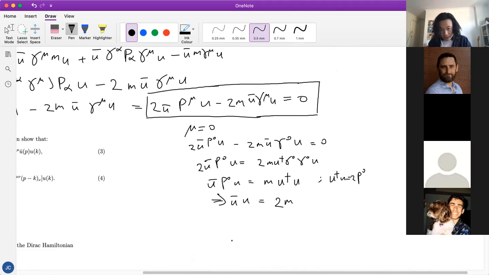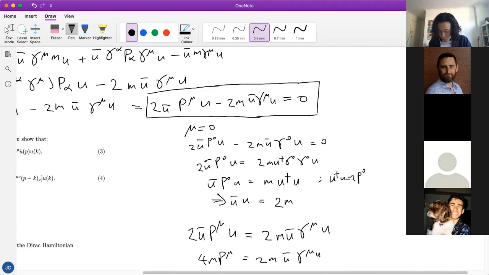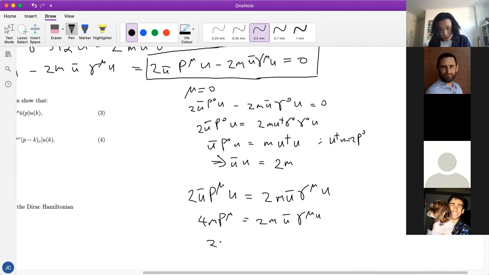Okay, and the second one is quite easy now. So again, go back to this equation, but instead of looking at mu equals 0, we just look at it in general. So we say that 2 U bar P mu U is equal to 2m U bar gamma mu U. Okay, and then now that we know this U bar U is equal to 2m, then we can plug that into here. So on the left, we get 4m P mu is equal to 2m U bar gamma mu U. And then after some cancellation, we see 2P mu is equal to U bar gamma mu U. And that's the second condition that we had to derive. So these are the two conditions.